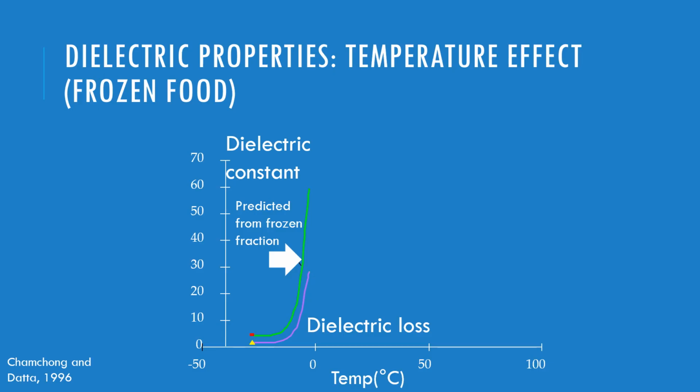More drastic effects of temperature can be seen during phase change, for example, going from frozen food to a thawed food. So here we see the property change. In this case, it is estimated based on the frozen fraction. It is for a food analog, that is tylose, with the properties close to that of beef.